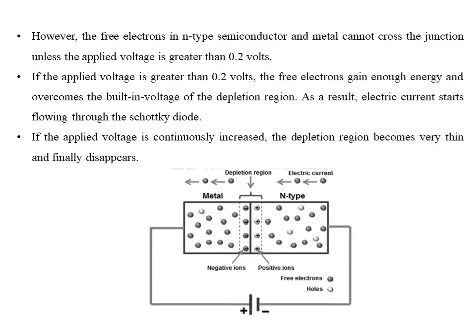However, the free electrons in N-type semiconductor and metal cannot cross the junction unless the applied voltage is greater than 0.2 volts. If the applied voltage is greater than 0.2 volts, the free electrons gain enough energy and overcome the built-in voltage of the depletion region. As a result, electric current starts flowing through the Schottky diode. If the applied voltage is continuously increased, the depletion layer becomes very thin and finally disappears. This is a diagram of forward biased Schottky diode.